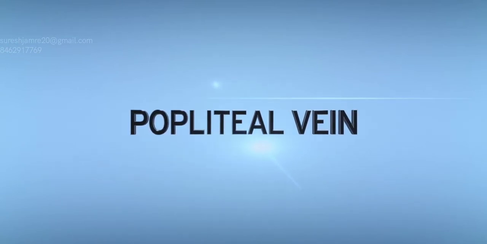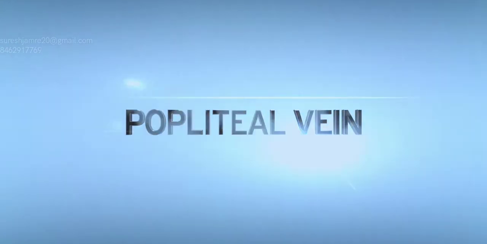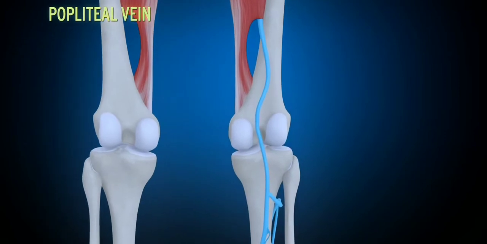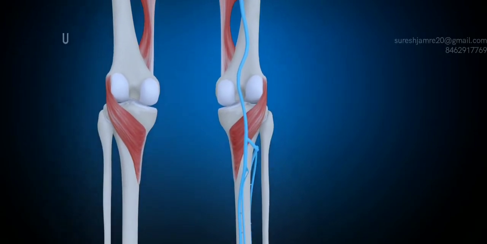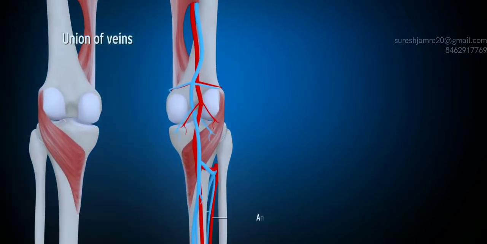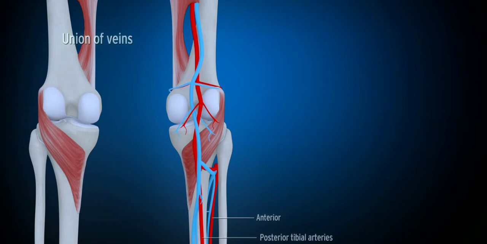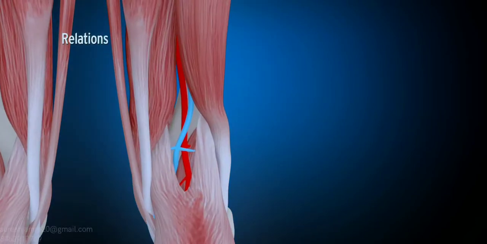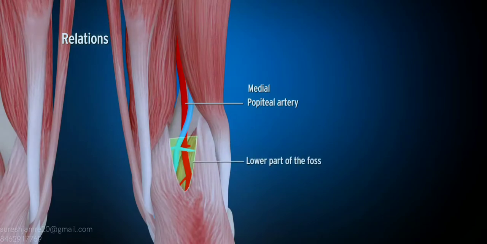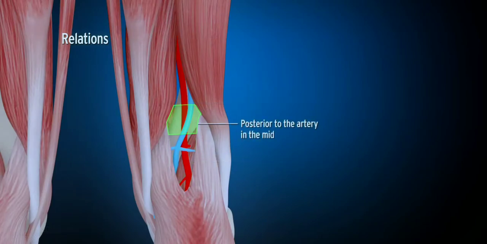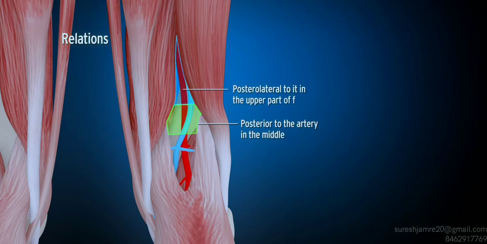Popliteal vein. It begins at the lower border of the popliteus by the union of veins accompanying the anterior and posterior tibial arteries. Relations. Medial to the popliteal artery in the lower part of the fossa. Posterior to the artery in the middle and posterolateral to it in the upper part of fossa.